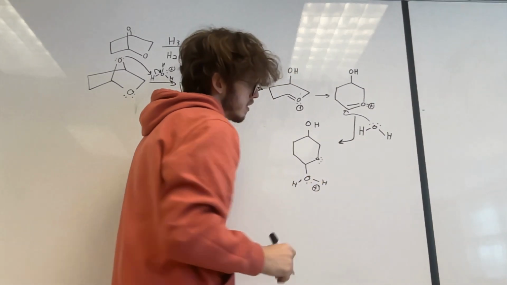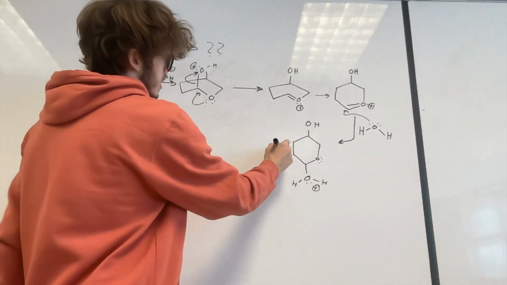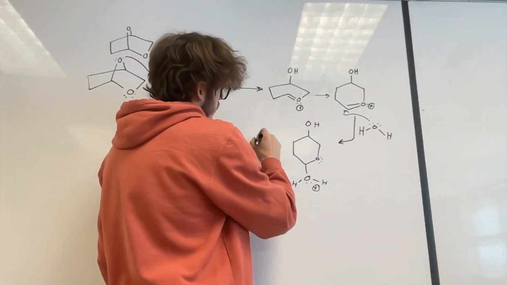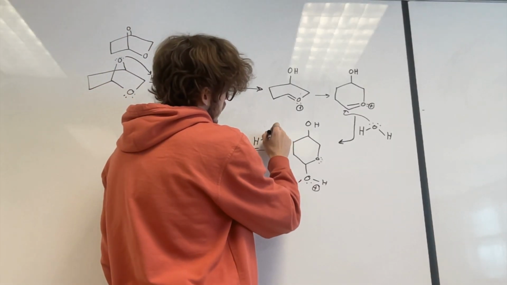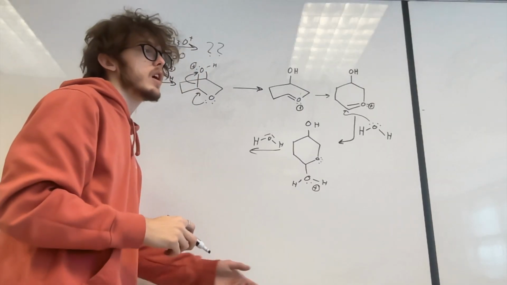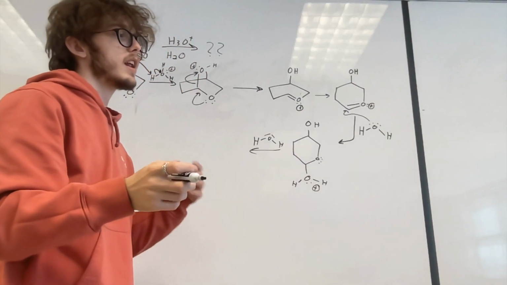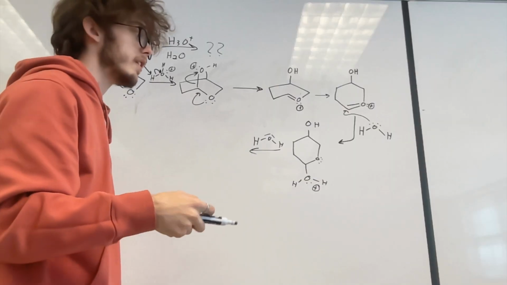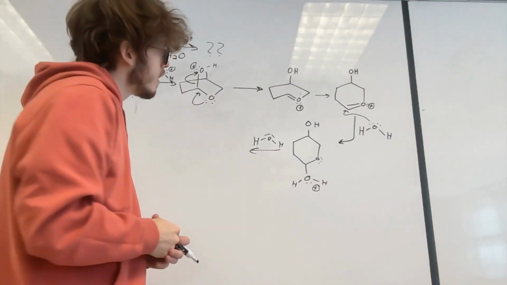And now this oxygen's not happy. So how do we make this oxygen happy? Well, another water molecule could come in. It's like a little chain reaction. It's like one oxygen makes one oxygen angry, and then that angry oxygen makes another oxygen angry. And that's exactly what's gonna happen again.